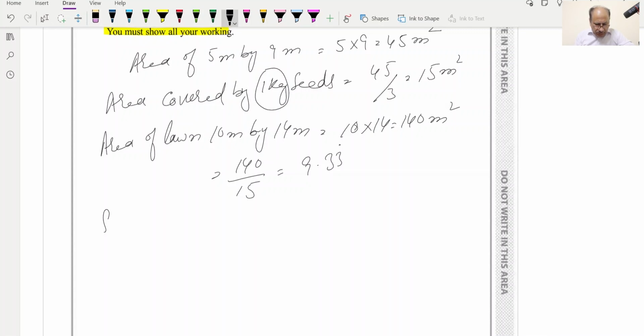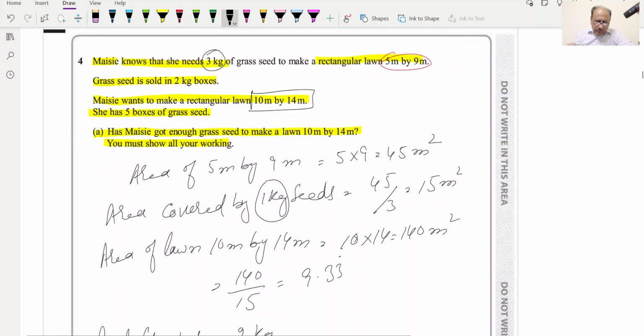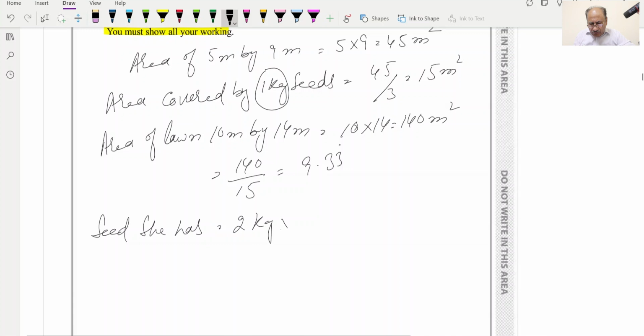And now we require the seed she has. How many seeds does she have? She has 2 kg. She's having 5 packs of 2 kg, 5 boxes of grass seed, and each is having 2 kg. So 5 into 2 is equal to 10 kg. So she's requiring 9.33. So 10 kg is more than 9.33 kg, so hence this will be sufficient.